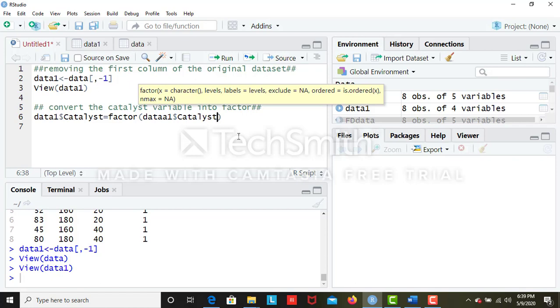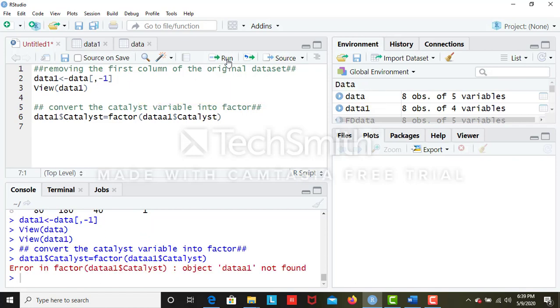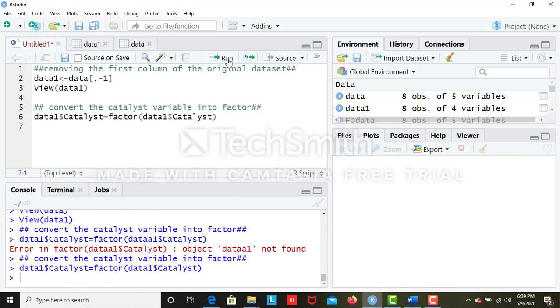I'm going to run this code here. Oh, I have an error here. That should be 1A, not double A. So now I have been able to convert the variable catalyst into a factor variable.